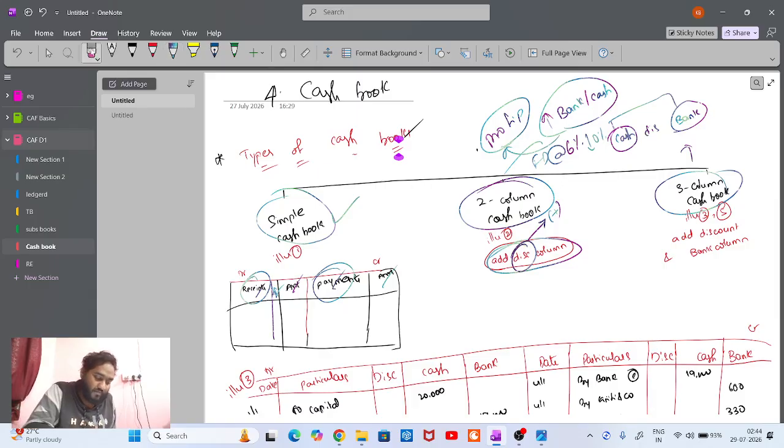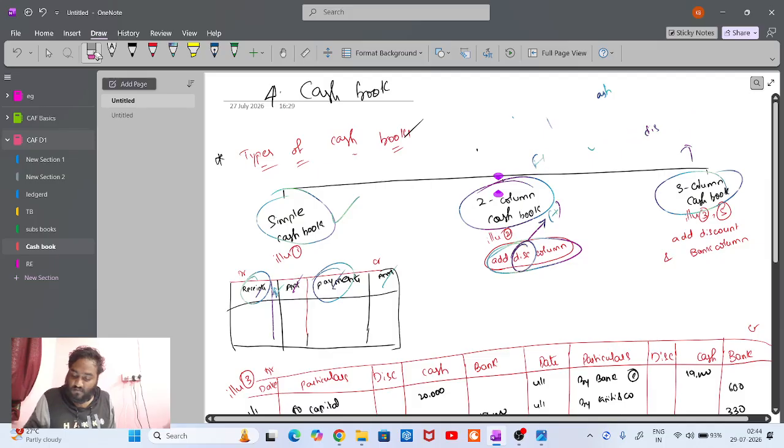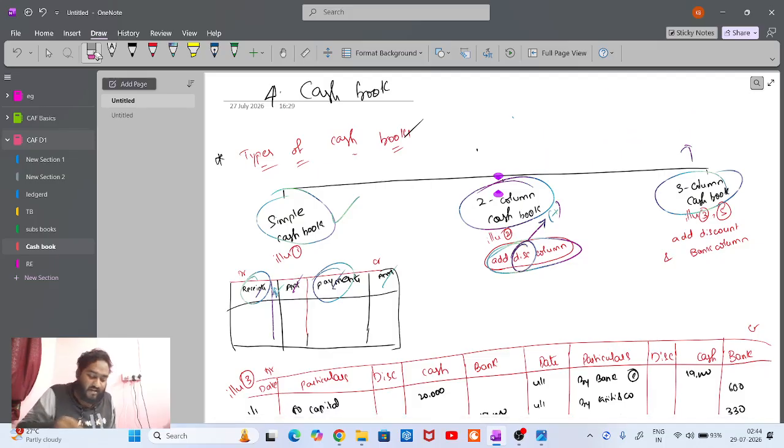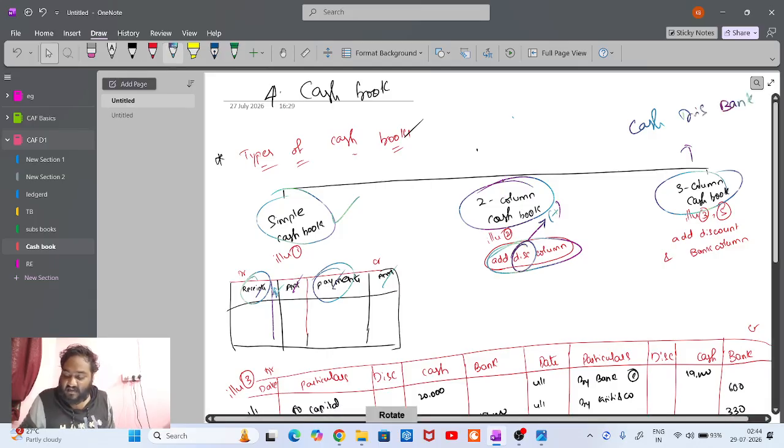Anyway, where are we? Cash, discount, and then the bank. Right? These are the three columns that are in the three-column cash book.